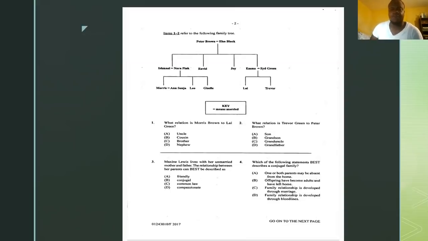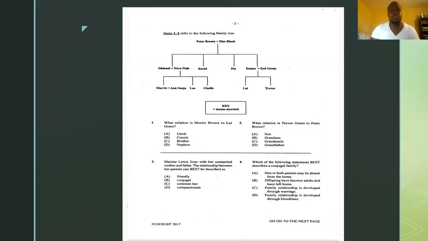Good. Question 4 says, which of the following statements best describes a conjugal family? A, one or both parents may be absent from the home. B, offspring have become adults and have left home. C, family relationship is developed through marriage. Or D, family relationship is developed through bloodlines. So anywhere you say conjugal, it has to mean marrying. Good. So the answer is C. Conjugal family relationship is developed through marriage.